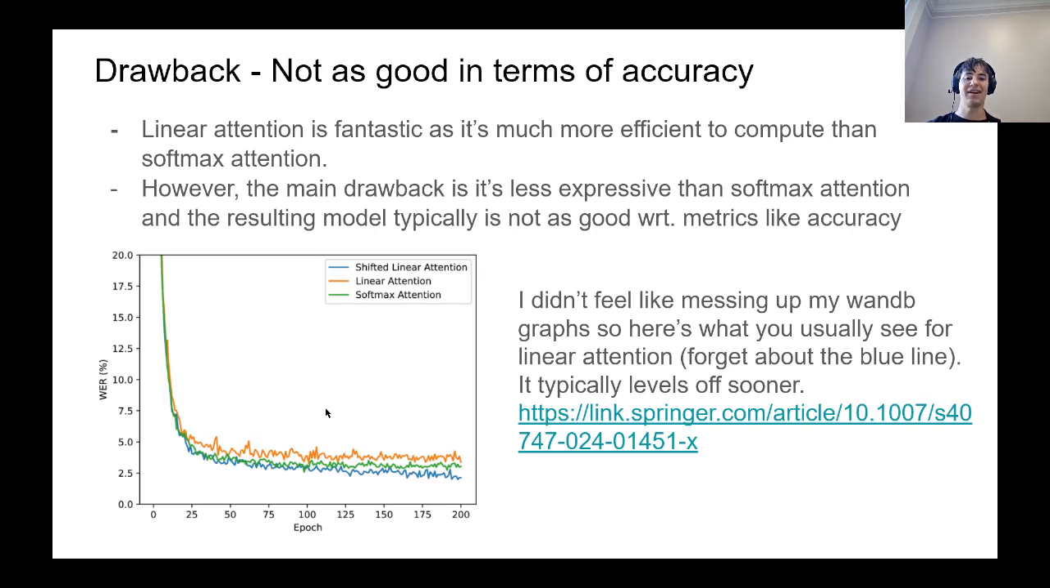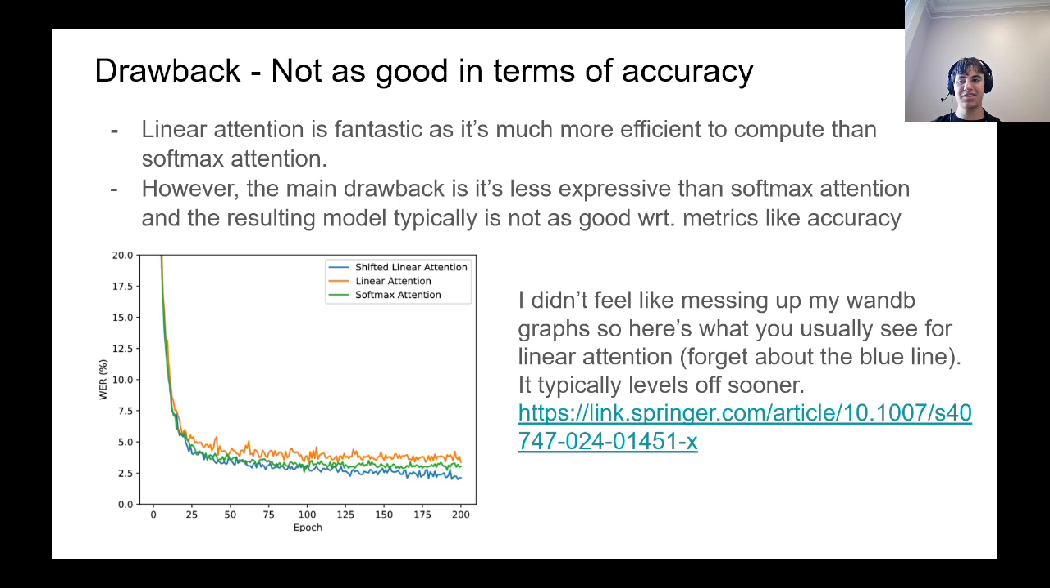So the drawback is that it's not as good in terms of accuracy. I stole this online. Forget about the blue part, I just wanted this graph. You can see here, orange is linear attention, green is softmax attention. Imagine this is accuracy, or this is perplexity. It's worse, and that's expected because it's basically a linear approximation of softmax attention. So yeah, it's a drawback.